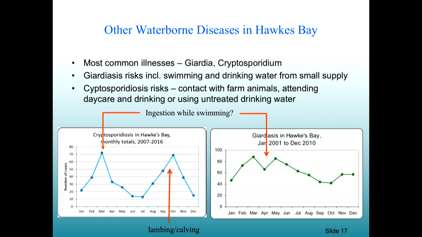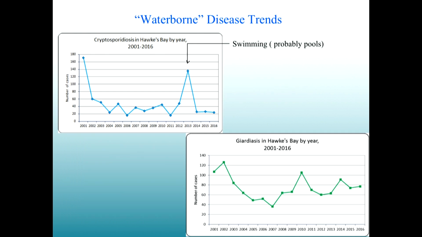So one occurs in spring, and then there's another peak in summer that also occurs with Giardia. And our working hypothesis is that this is something to do with recreational use of water, either in swimming pools or in rivers. There have been, from time to time, peaks in the incidence of these conditions in Hawke's Bay. We had a big peak a few years ago in crypto, which we attributed to recreational water use, primarily in swimming pools.